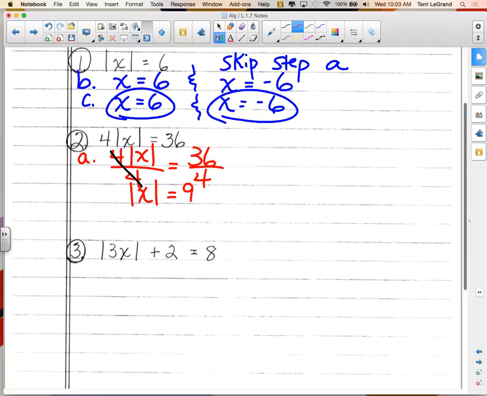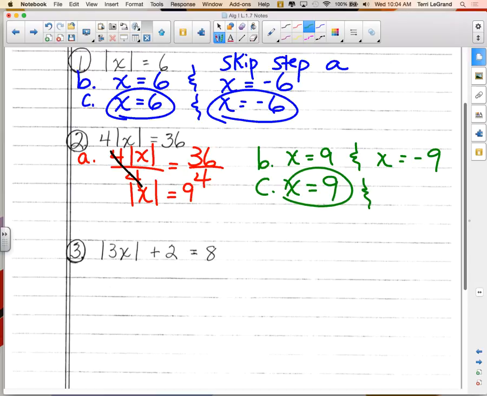That's just step A, right? Get the absolute value expression by itself. Step B says you're going to ditch the absolute value bars and set up your two cases. So what would one of our cases be? X equals 9. And x equals, what's the other one? Negative 9. And x equals negative 9. Do we have anything to do? No, it's already alone. So we're going to say, guess what? Here's our solutions.